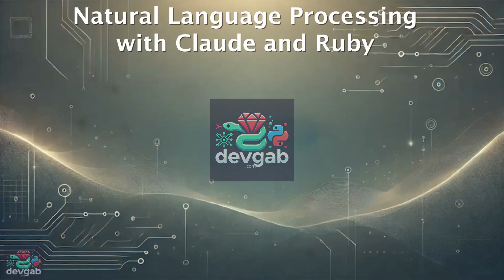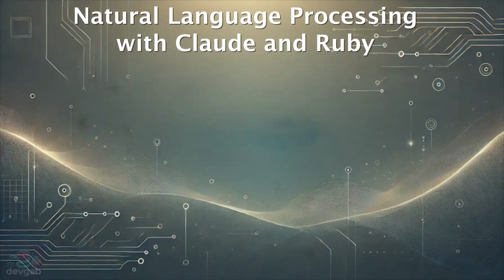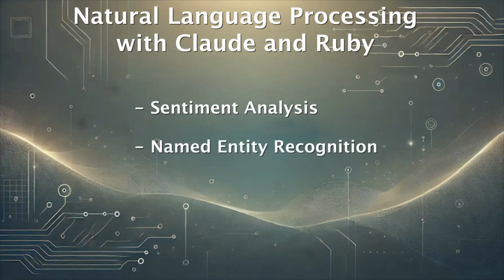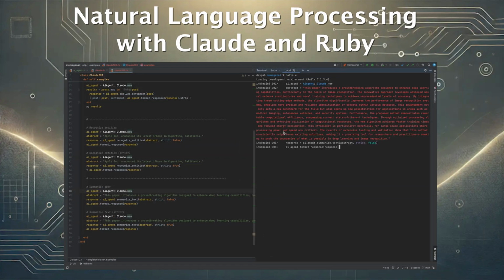Welcome back. This is the third video in the Ruby with Claude series. In this video, we'll explore three key natural language processing task techniques: sentiment analysis, named entity recognition, and text summarization. And I'll show you how to perform these techniques using Claude, Ruby, and the Anthropic API.